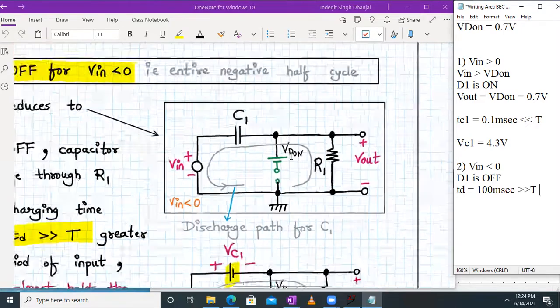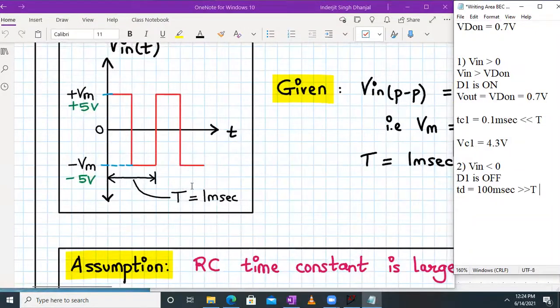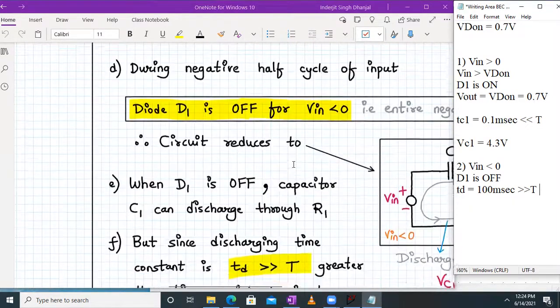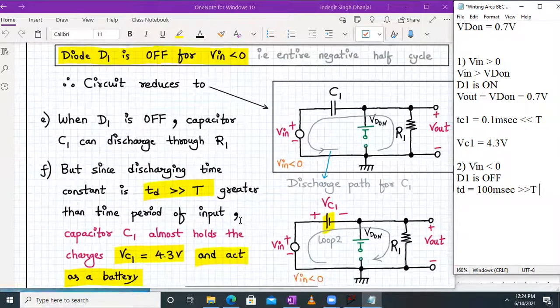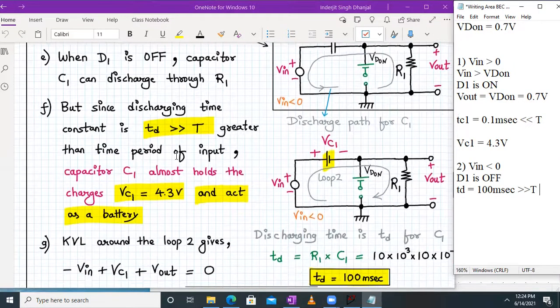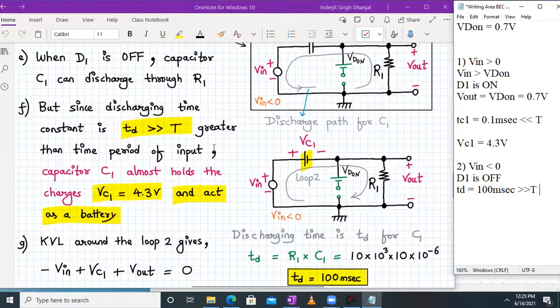That means what? Let me go back to the input side over here. See, the time period for the input pulse is 1 millisecond, and the time it takes for the capacitor to discharge is around 100 millisecond. So by the time it reaches 1 millisecond, the next wave comes. So really we can say that the capacitor discharges very, very slowly. Since the capacitor discharge time constant Td is greater than T, which is the time period of the input signal, your capacitor C1 holds your charge.